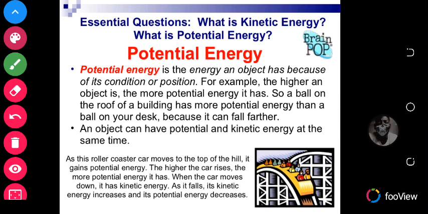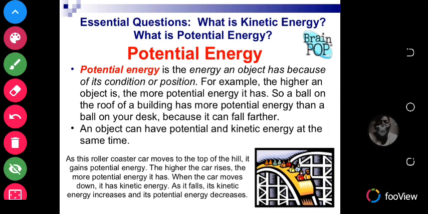So let's take for example a stone on your desk falling to hit your leg, compared to a stone on top of the roof falling to hit your leg. Which one has more potential energy? It's definitely the one on top of the roof, because it's going to come with force and speed. So let's look at another example.